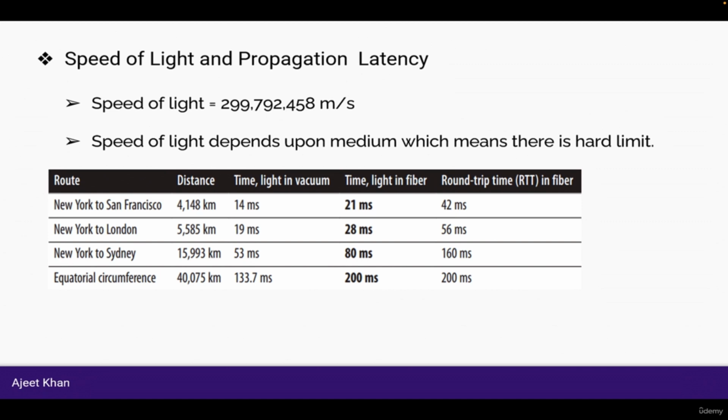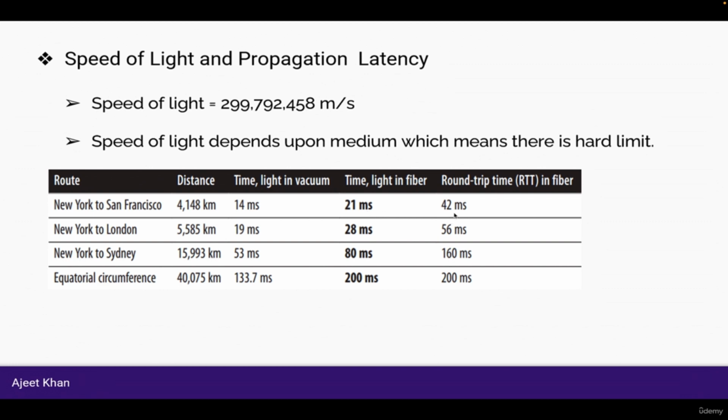So for example, if the route is from New York to San Francisco and the distance is approximately 4000 km, then the time taken by light in vacuum would be 14 milliseconds. This is very low, and it is in vacuum. If it travels in fiber, then it would be 21 milliseconds. And nowadays we are using fiber optics cable, thus we will incur latency of 21 milliseconds.